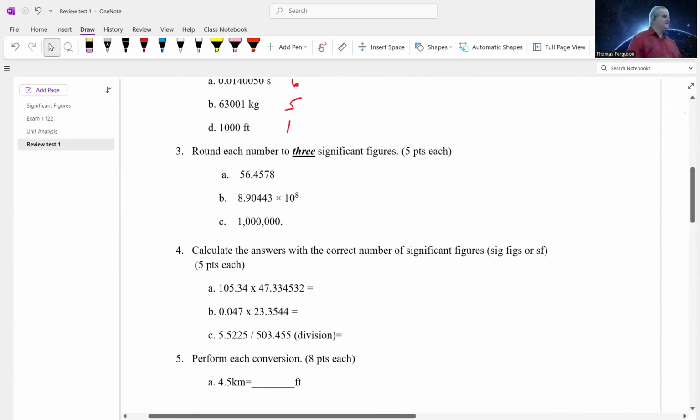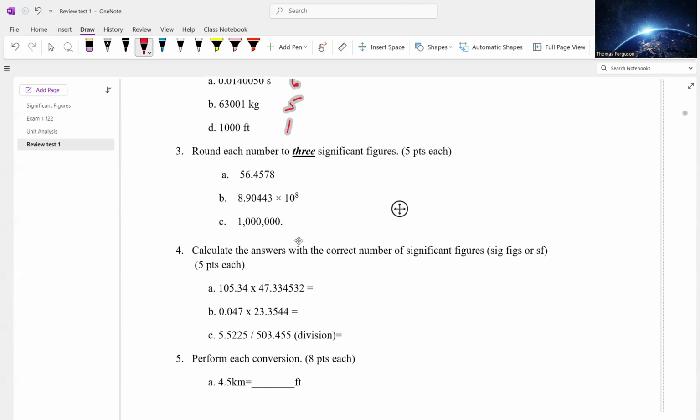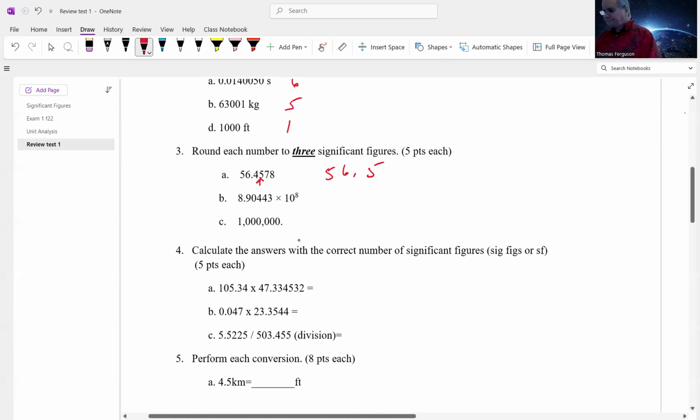By the way, this is last semester's test over the summer. The average grade on this was an 88, just FYI. Okay, round to 3 sig figs. Go to the 4th place. If it's 5 or greater, it kicks the 3rd place up by 1. Go to the 4th place. 0 to 4, you drop it.